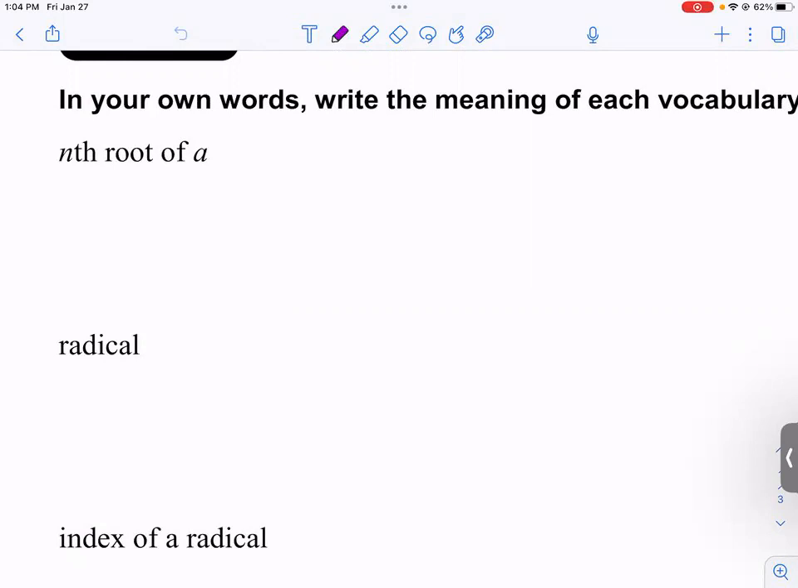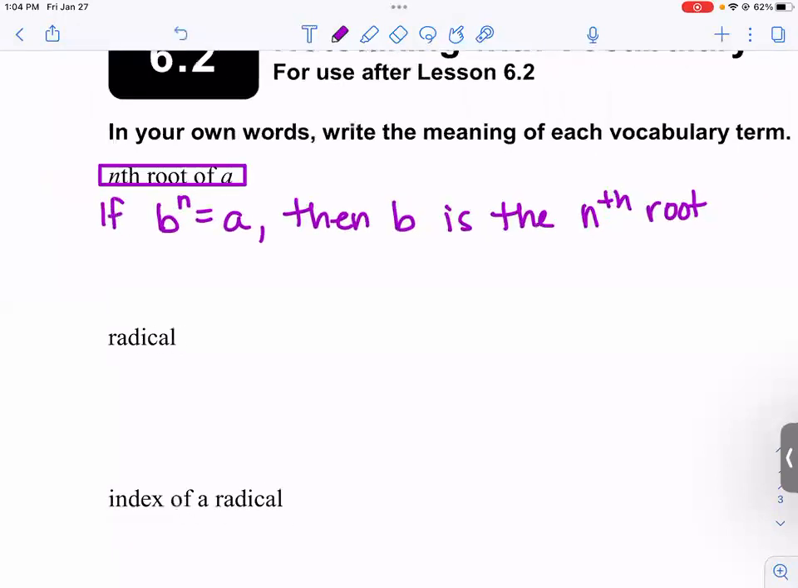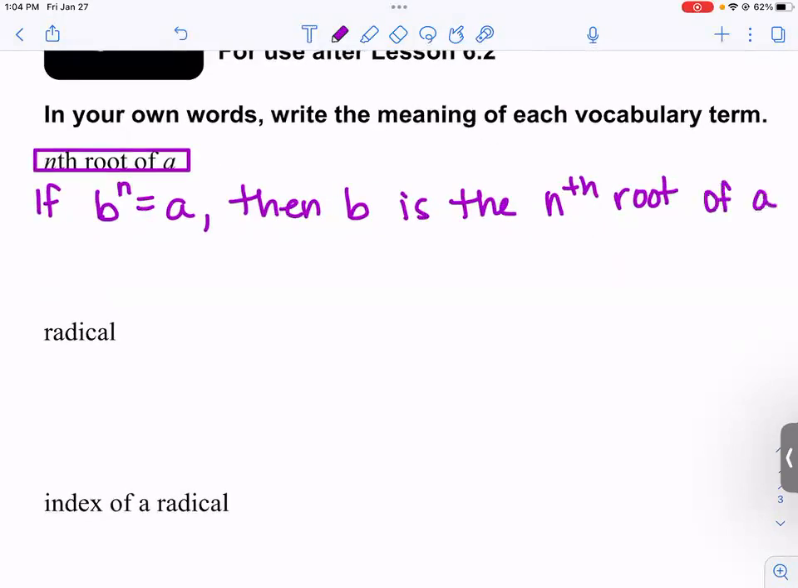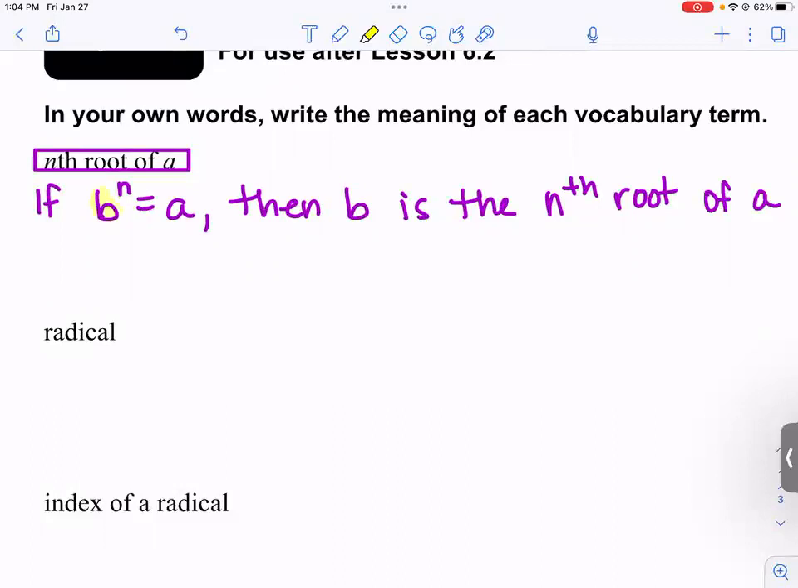Okay. So when we talk about the nth root, if b to the n equals a, then b is the nth root of a.